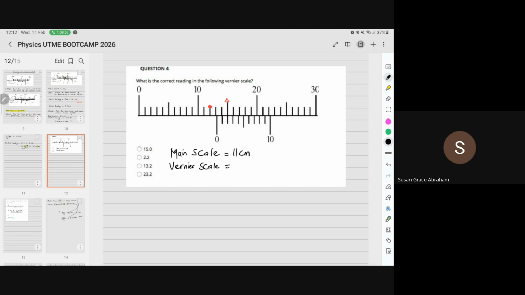is equal to 12, 13, 14, 15, 16, 17, 18, 19, 20. So the vernier scale is 3, 1, 2, 3. So that is 3 multiplied by 0.1, right? That will give us, I think that main scale is 12. Oh, thank you, bro. You are very observant. That thing is 12. So that is 12 centimeter.